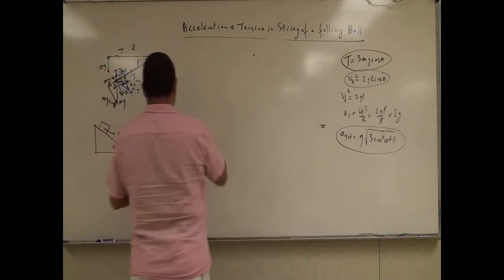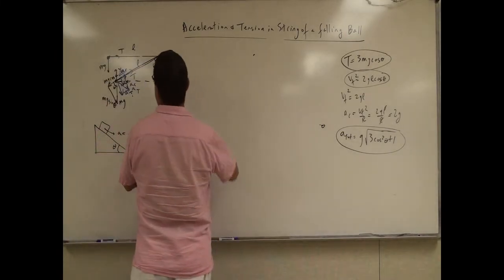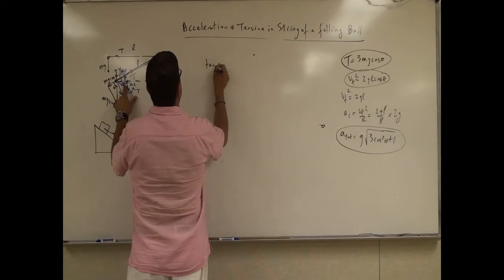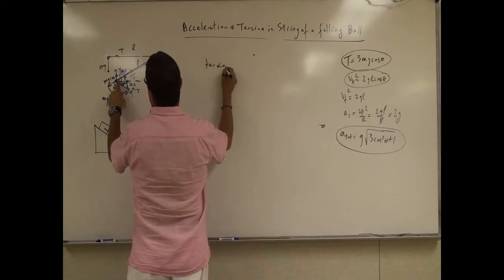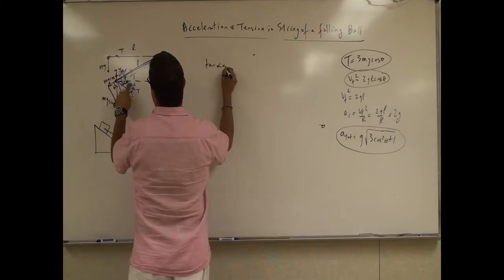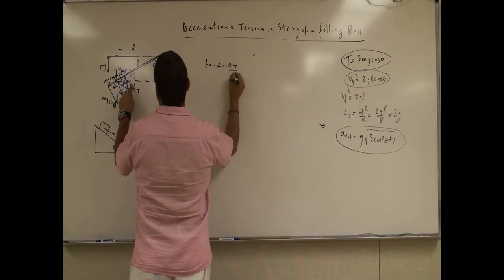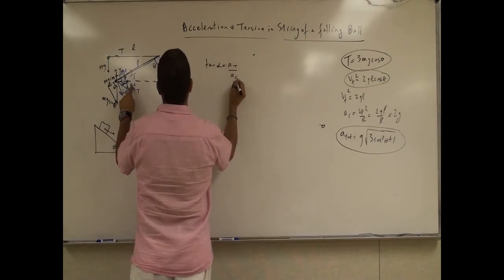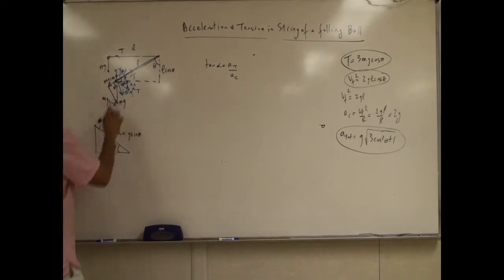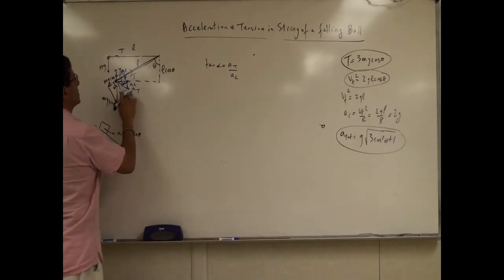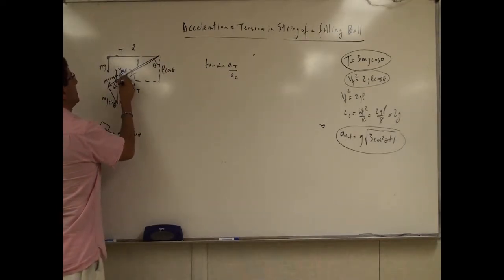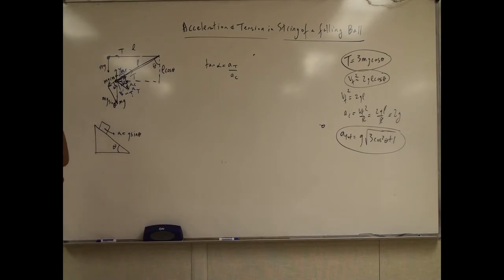So we can say here, tangent of alpha is equal to A tangential divided by A centripetal, right? So it's this triangle that you focus on here. This one is A centripetal, this one here is A tangential, and then this is the alpha, right? So then let's see what's going to happen.